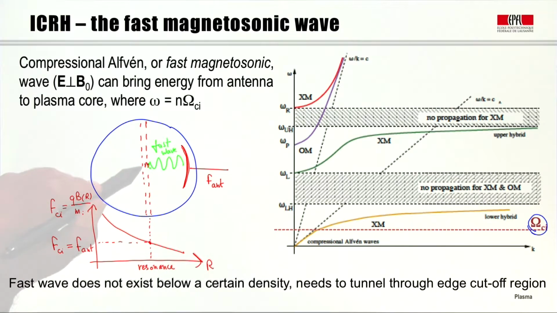At the resonant layer, effects a little more complicated than we have the pretension of explaining here occur, but in general we expect that there will be an absorption of the power that we launch from the antenna by the plasma. Now, without going into the details of this relatively complicated phenomenon, I just note that the fast wave cannot propagate if the density is below a certain value, so it will need to tunnel through a cutoff region at the edge of the plasma, which is thin enough for the wave to tunnel through it, but which we can't completely disregard in our model.